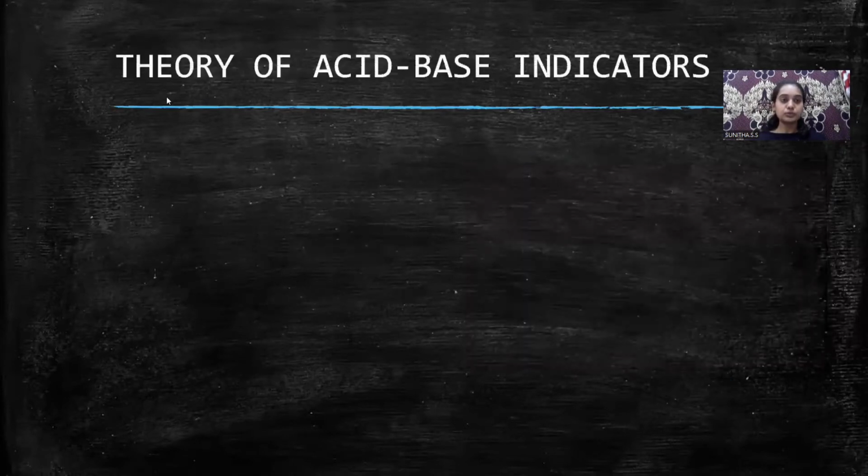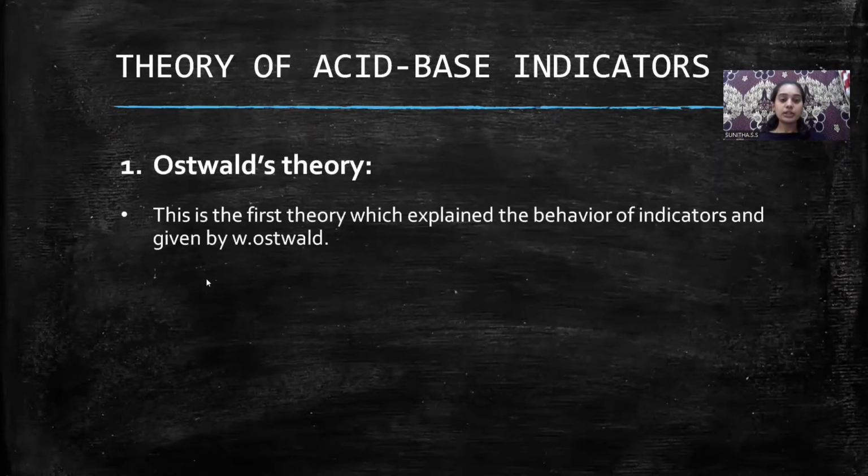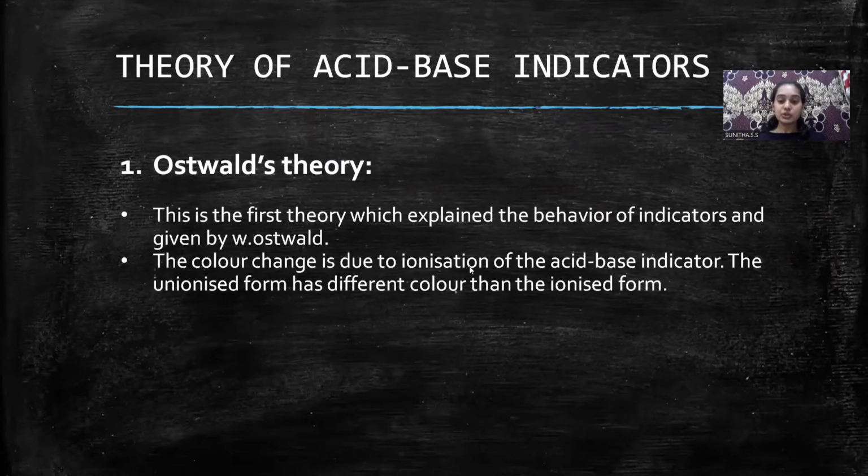Next, we'll look into the theory of acid-base indicators. Two theories have been proposed. The first one is Ostwald's theory. According to this theory, color change is due to ionization of the acid-base indicator. The unionized form has a different color than the ionized form.